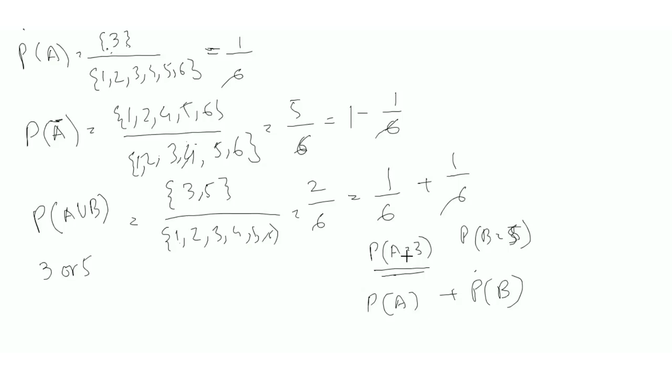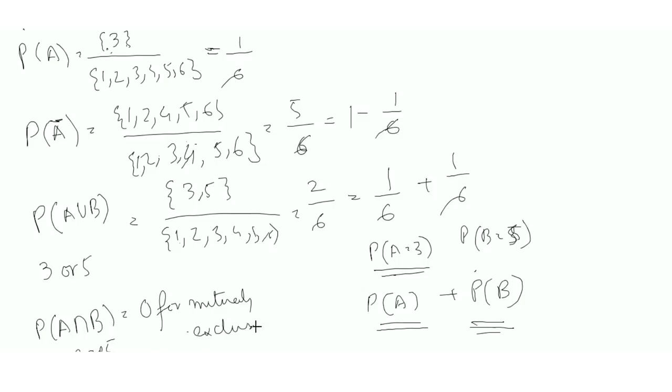These are the two events, and we can see that this holds because these two events are mutually exclusive. Mutually exclusive means that the probability of A intersection B equals 0. A intersection B means that 3 and 5 both will occur, so that is 0, because it's a single die roll. In a die roll, there can be only one outcome. So the outcome that it is both 3 and 5 is 0, because there cannot be two outcomes. Hence you would say P of A intersection B equals 0 for mutually exclusive events.